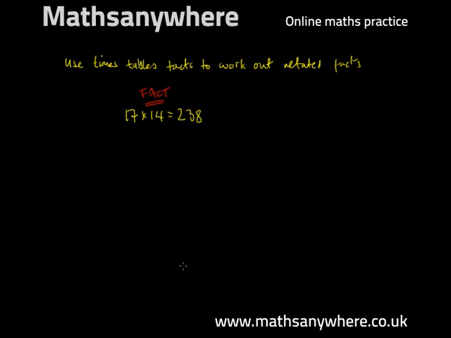Use times table facts to work out related facts. If you were told that 17 times 14 is 238, and that's a fact, you might be able to say what 18 times 14 was.